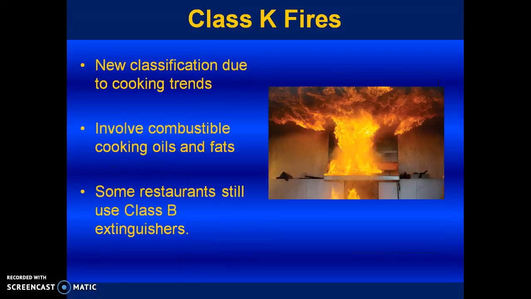Class K fires. This is a new classification due to cooking trends. The only Class K fire that you guys will be involved in here on the premises would be your cooking oils and fats, which is located in, obviously, your kitchens. You guys should not have any involvement with the Class K fires. They have their own suppression systems and their own extinguishers located in that type of location. However, some restaurants will still use Class B extinguishers. However, you guys do not have any located on premises.